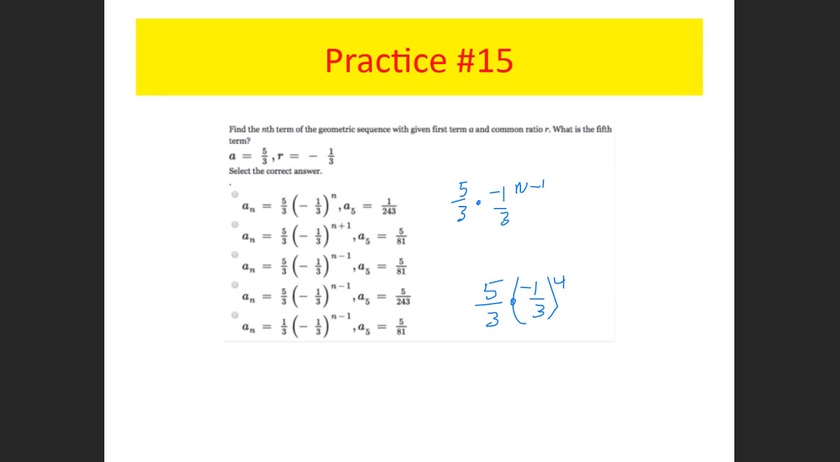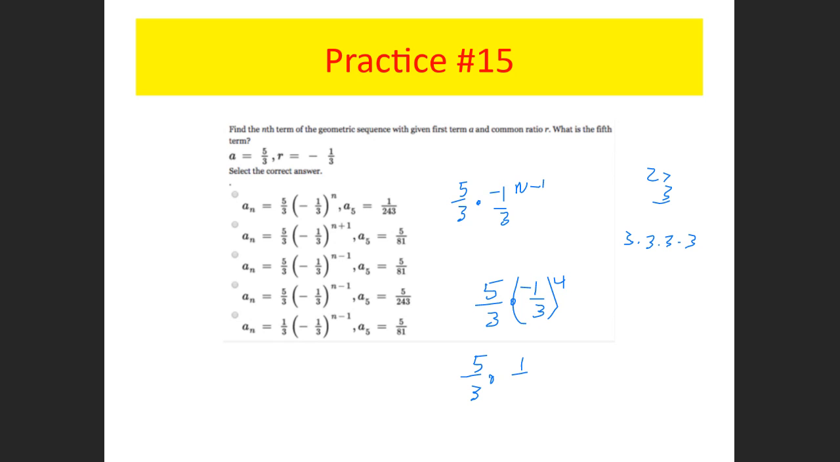So I've got 1/3 raised to the 4th power. I've got a really cheap calculator, times 5 divided by 3. I come up with, oh boy, I guess I should have left it as a fraction. Okay, so I'm just going to do it this way. 5/3 times -1/3. If I take it to the 4th power, that's going to be +1 over 3 times 3 times 3 times 3, 27.